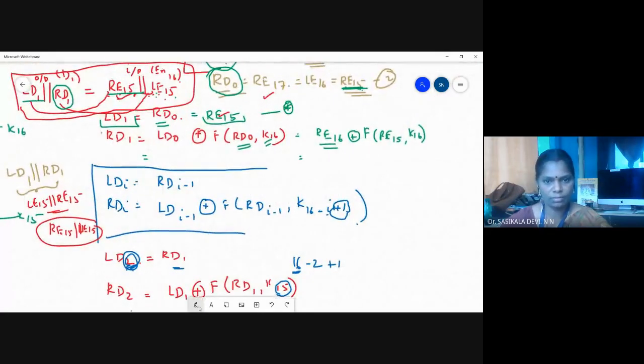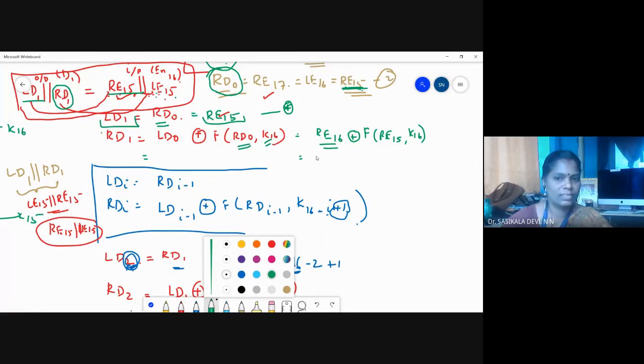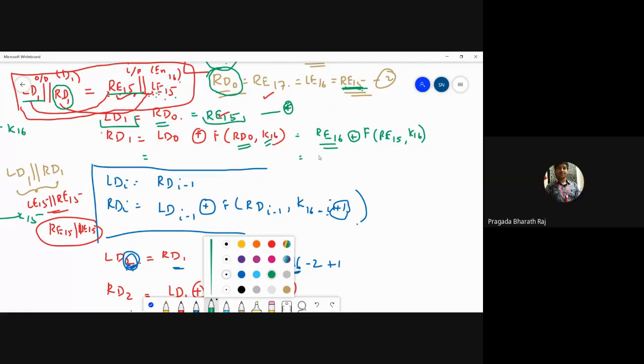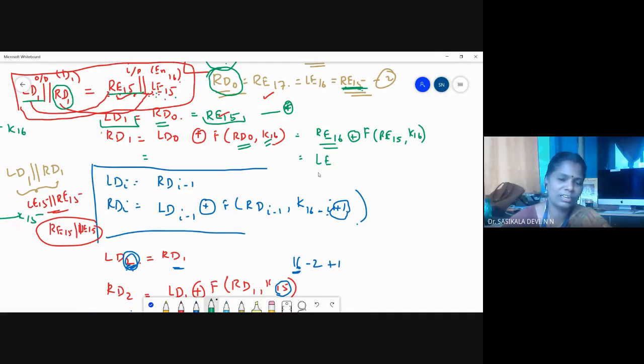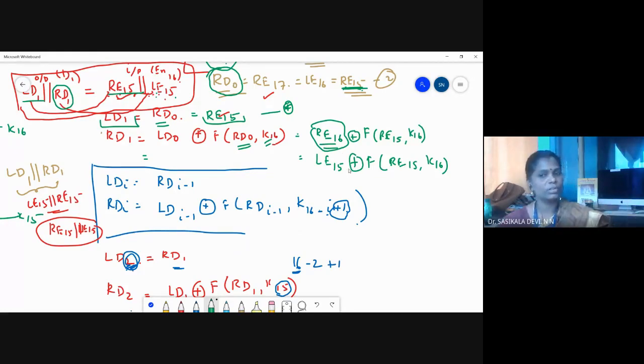REi. Now tell me, what is this? REi is equal to LEi minus 1, so LE15, XOR of F of RE15 comma K16. Good, very good. So this is actually for RE16, to be substituted based on the linear equation of the encryption process.